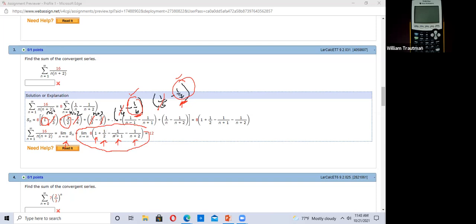When you plug infinity into here, what they want to show you is that these turn to 0, and your summation just goes to 1.5. So it's 8 times 1.5, and 8 times 1.5 equals 12. And they show you the summation goes towards 12. So once again, that's telescoping. And the main thing I wanted to show you is that you might have to use partial fractions sometimes.